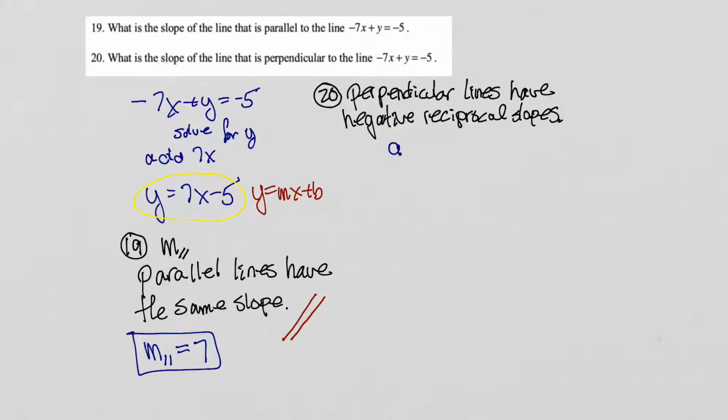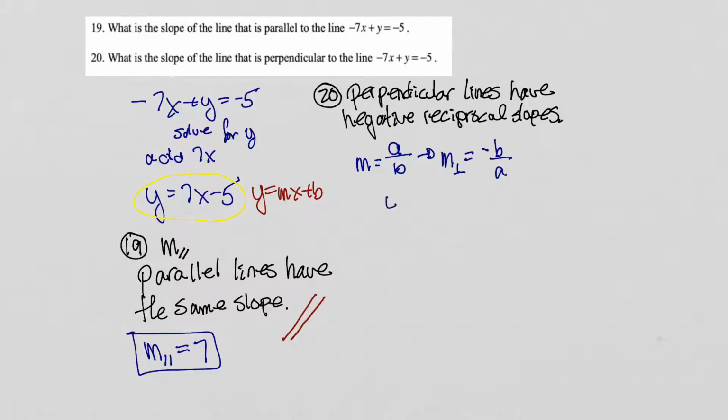If the slope of one line is a over b, then the slope of the perpendicular line is going to be the negative, the opposite sign of the reciprocal. And the reciprocal, you just flip that thing over, so it's going to be b over a, but the negative of that.